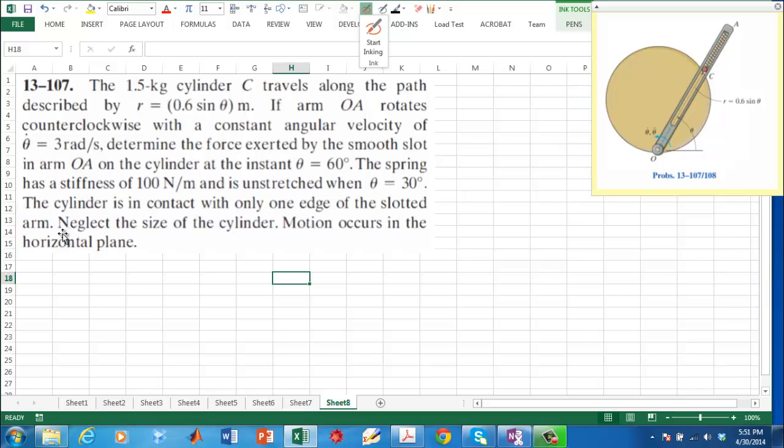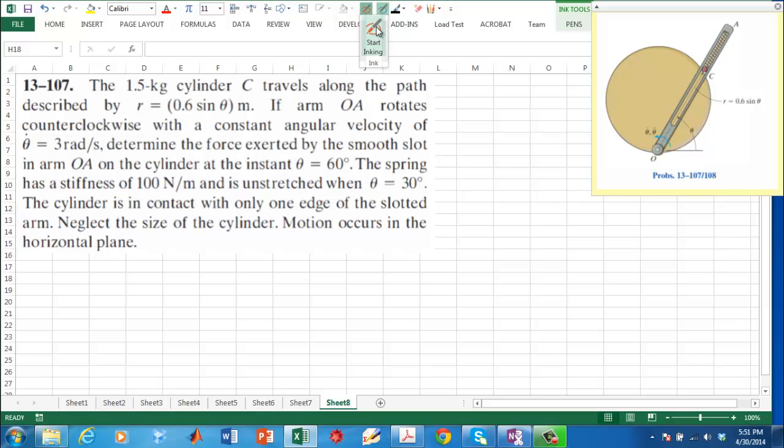The main thing you want to realize is that when it says neglect the size of the cylinder, this is the same as saying treat the cylinder as a particle. And the motion occurs in the horizontal plane, which means gravity is not the key deal here. There's no issue about gravity. So the question is, how much force is this arm exerting on this slot, on this particle? In which case I have to draw a free body diagram and do the usual business.